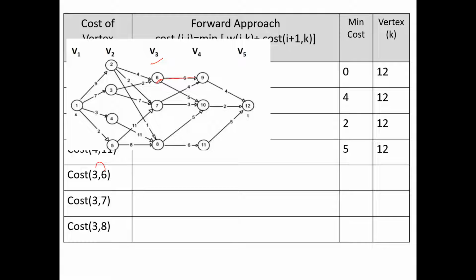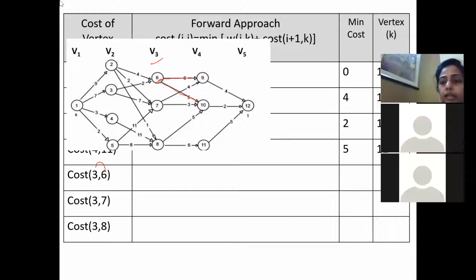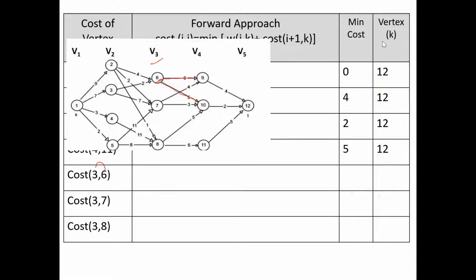Here there are two edges. Listen all of you. There are two edges which are starting from 6. One is towards 9 and the other one is towards 10. Is it clear? So there are two edges. We are going to calculate the minimum cost among these two.